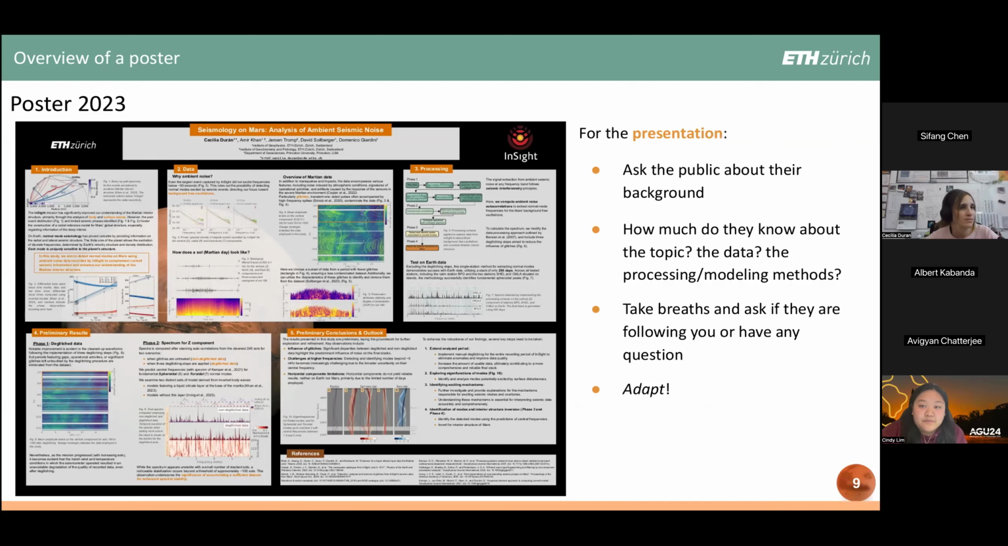And for the presentation, giving a poster is not only about the poster itself and how fancy, nice, or which results you put, but it's also about how you present the stuff.